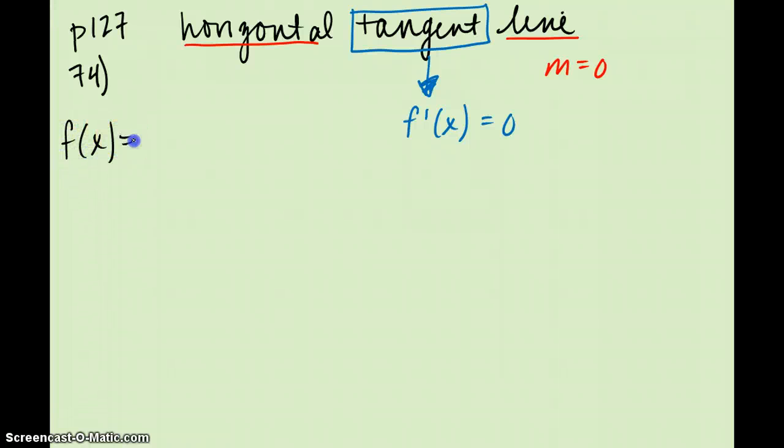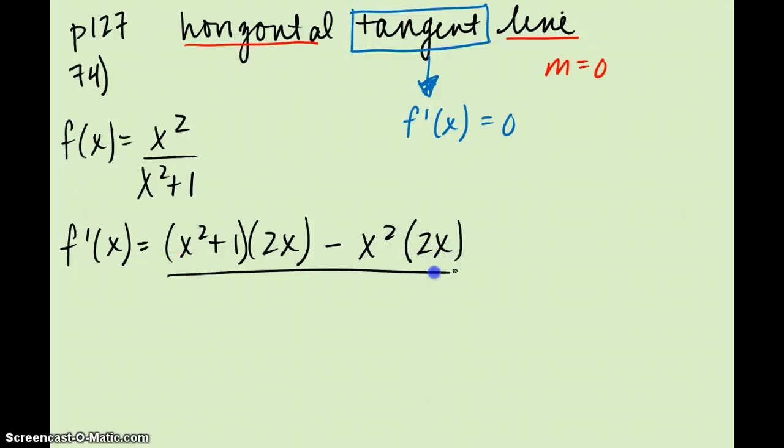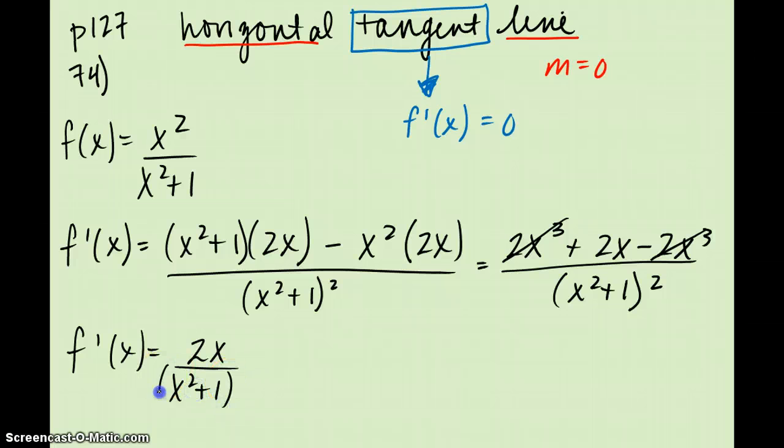So the function in 74, x squared over x squared plus 1, using the quotient rule to find the derivative. Bottom function times the derivative of the top function minus top times the derivative of the bottom, all over bottom squared. I get 2x cubed plus 2x minus 2x cubed, all over x squared plus 1. These cancel, so our derivative function, 2x all over x squared plus 1, quantity squared.